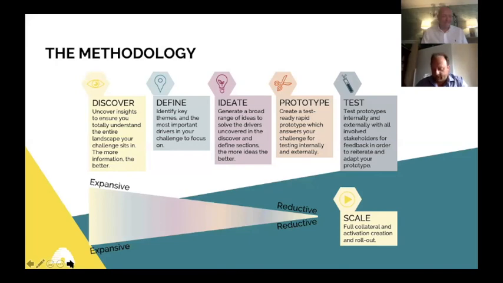So we have this 5-step methodology for creative problem solving. If you skip out steps, you will skip out some of the quality behind the process. That first stage, which is expansive, discover, really important to come up with a broad range of insights before you narrow down and define, to pull out the really key themes, which you'll then go on to solve in an expansive way with ideate. You test the idea, of course, to make sure it works, and then you move on to scale.